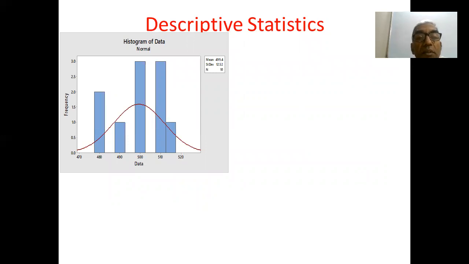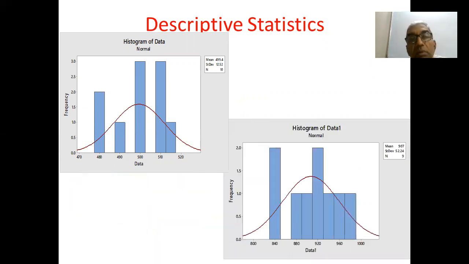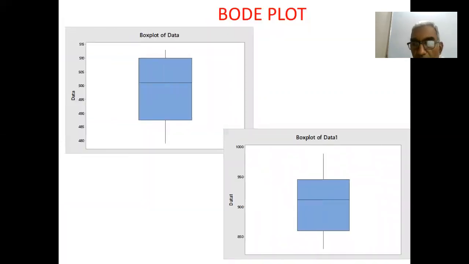This is the histogram profile of the distribution of the data set. You see, both are of different nature. You can see that. Details we are not going to discuss now. The box plot gives the spread of the distribution, the spread of the variation.